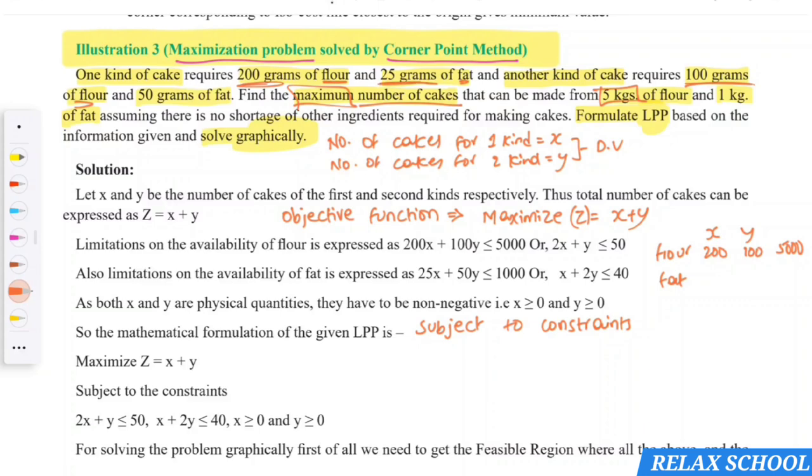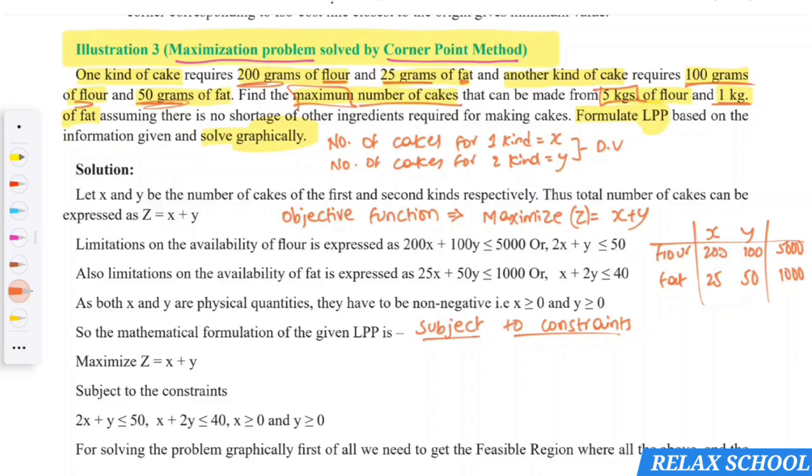For the first kind, we are going to use 25 grams of fat. So 25 grams we will write here. And for the second kind, we are going to use 50 grams of fat. So 50 we will write here. So the total amount of fat we could use was 1 kg. So we will be writing 1000 grams of fat. Right, this is what they have given. So now we could simply write the subject to constraints using this table.